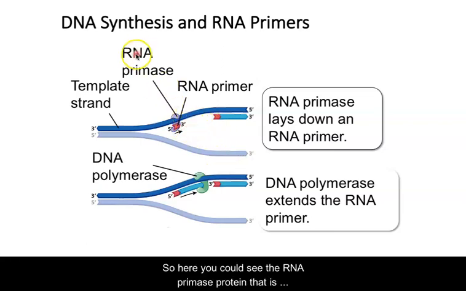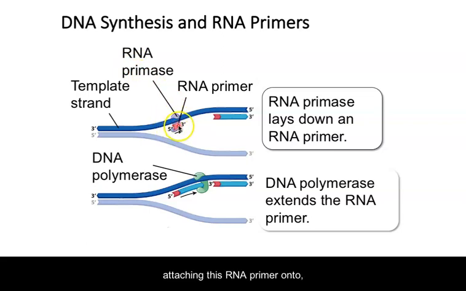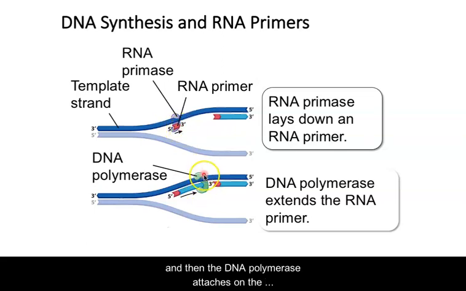So here you could see the RNA primase, protein that's attaching this RNA primer onto, in this case, the lagging strand. And then the DNA polymerase attaches on the complementary nucleotides in the 5' to 3' direction. So the RNA primase is responsible for laying down the RNA primer, and the DNA polymerase extends that RNA primer with nucleotides that are complementary to the template strand.